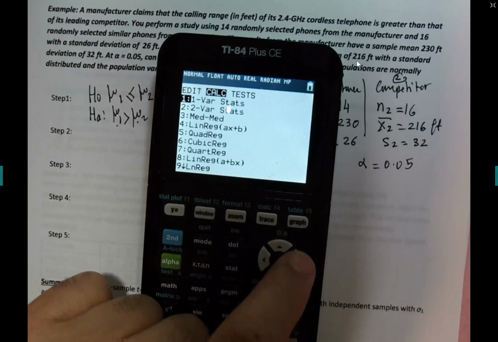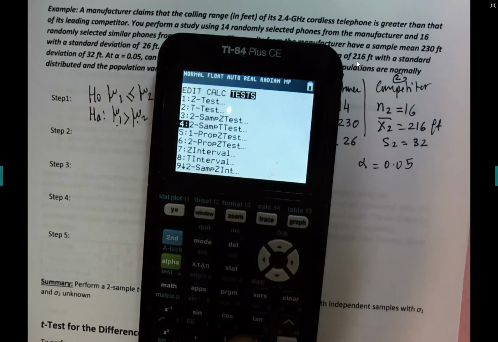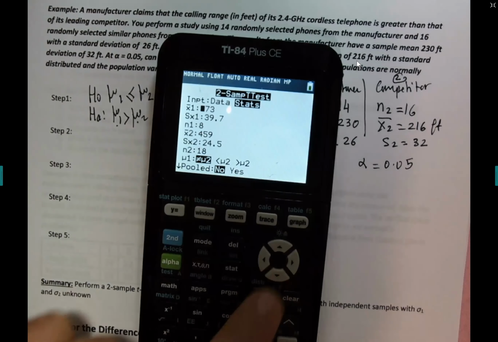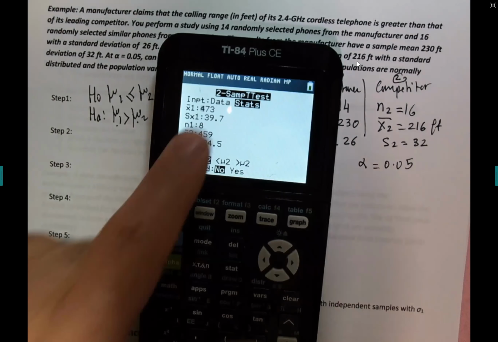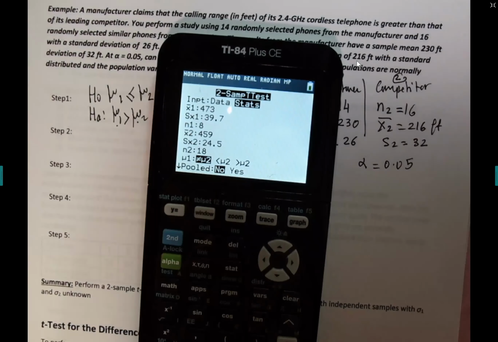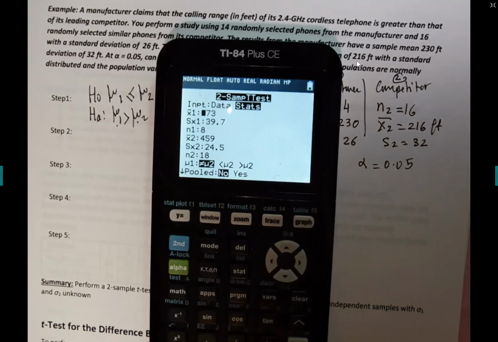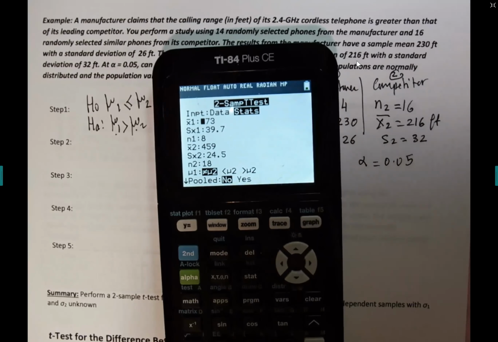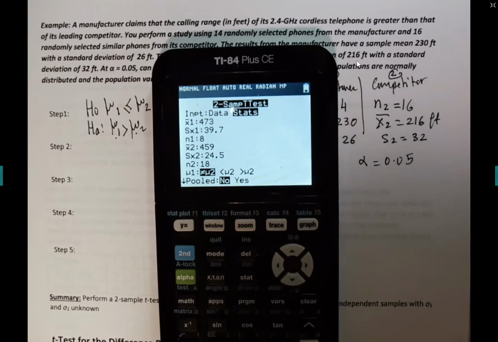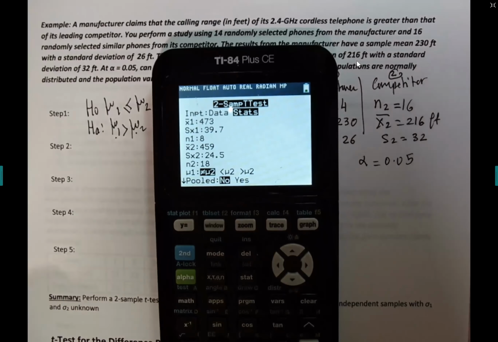Stat, tests, number 3, 2-sample t-test. Now, when would we use data? If he gives you 2 sets, L1 and L2, you put them in L1 and L2 and you run data instead of using the summary. But in this question, when we do a review next week on Monday, I'll make sure that there is a question with data, so we can do data sets as well.